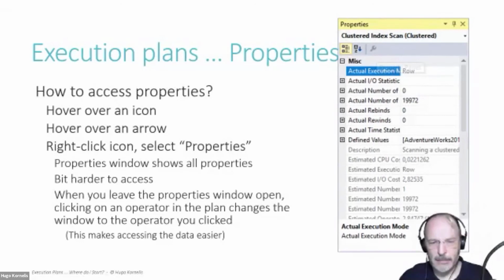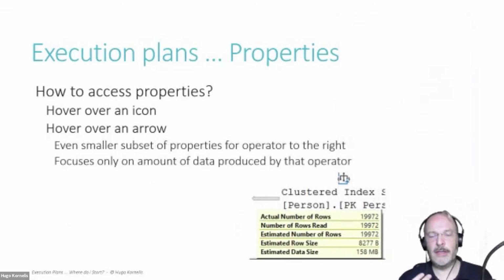I skipped over a slide. I'm going to go back now because I also didn't show this in the demo, but you can also hover your mouse over an arrow. Now, arrows do not exist in the execution plan. So the properties you see when you hover over an arrow are not the properties of that data flow. They are properties of the operator to the right of that arrow. And it's just a subset that focuses on the amount of data. So it pretends to be properties for the data flow, but in reality, it's properties of the operator pertaining to the data produced by that operator.